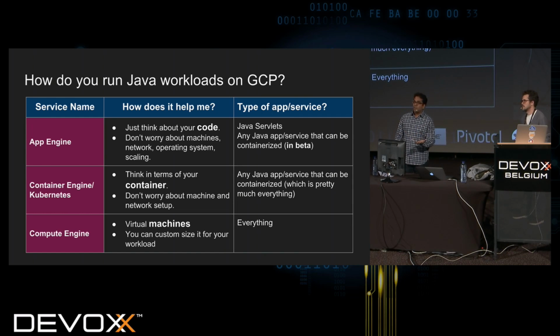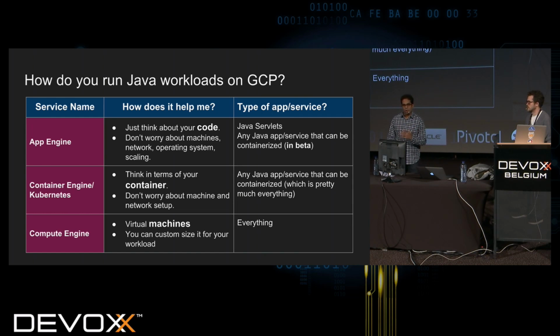And App Engine's interesting because you just think about the code, right? You don't worry about machines. You don't worry about the network, the operating system. You don't worry about scaling, actually. You just give us the code and we run it and we scale it, right? And the types of apps and services you can run on here are Java servlets, just typical old-style Java web apps. And actually, we're putting out App Engine Flexible Environment, which is in beta right now, and you can run containerized workloads on App Engine as well.